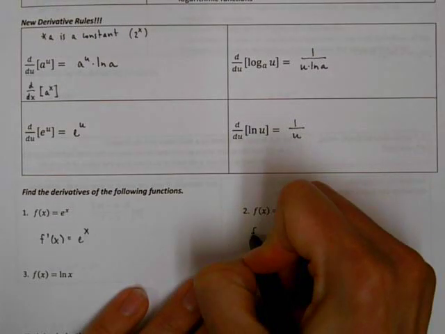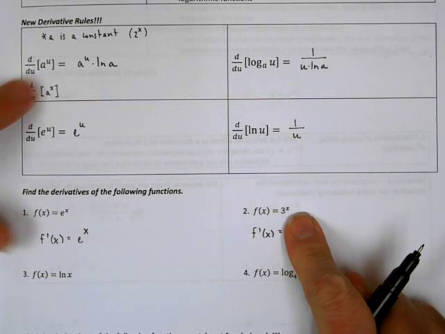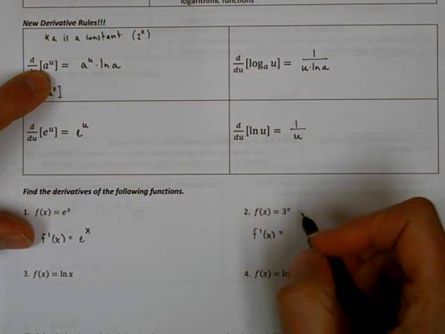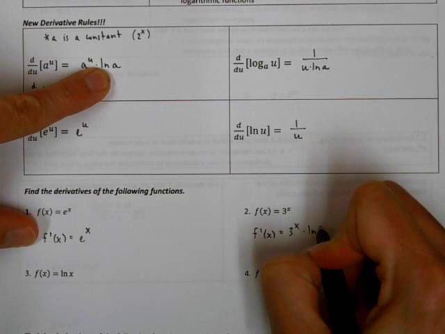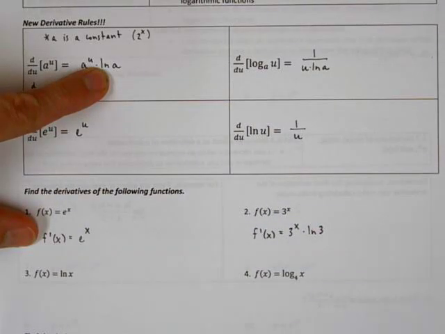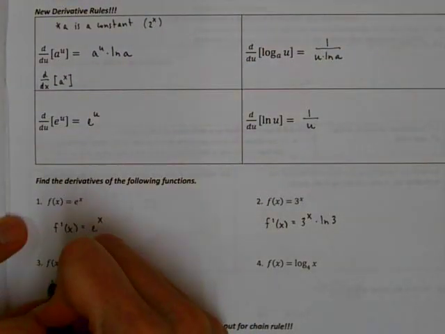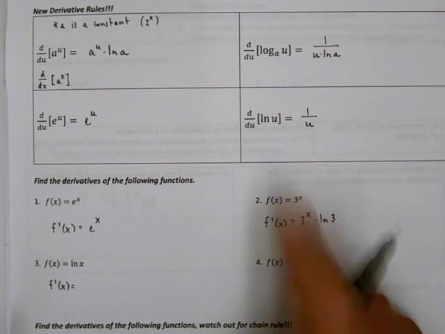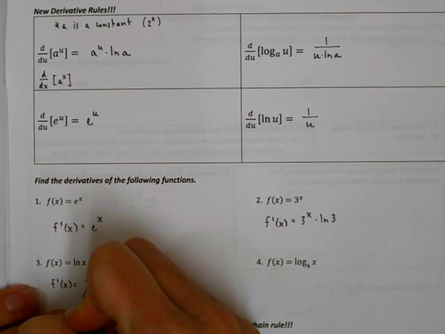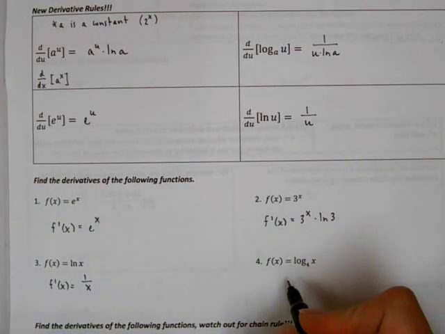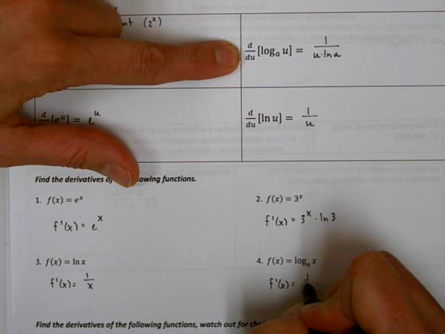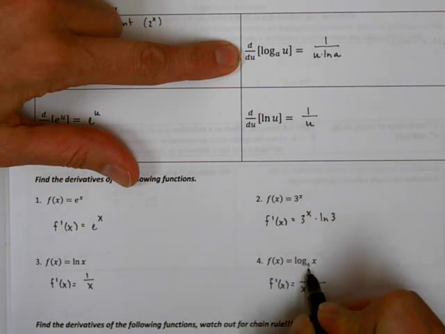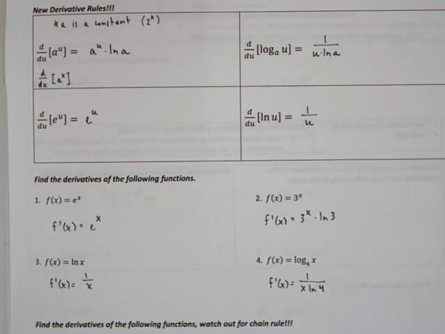For number 2, f prime of x, this function here, 3 to the x, is my a to the u here. So the derivative is just going to be 3 to the x, that's my a to the u, times the natural log of 3. Okay, for f of x equals the natural log of x, we'd say f prime of x is just, this is our rule here, just going to be 1 over x. And then last but not least, this was our second rule here. So f prime of x equals 1 over x times the natural log of that base, which in this case was 4. So those are some nice basic examples without chain rule.